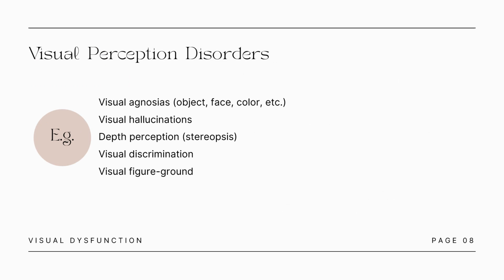There are a variety of perceptual deficits that can occur following a neurologic injury. We're focusing, of course, on visual perception rather than all of the other perceptual deficits that could occur. And I'll be talking about these common types of dysfunction, including agnosia, hallucinations, depth perception, visual discrimination, and visual figure ground.